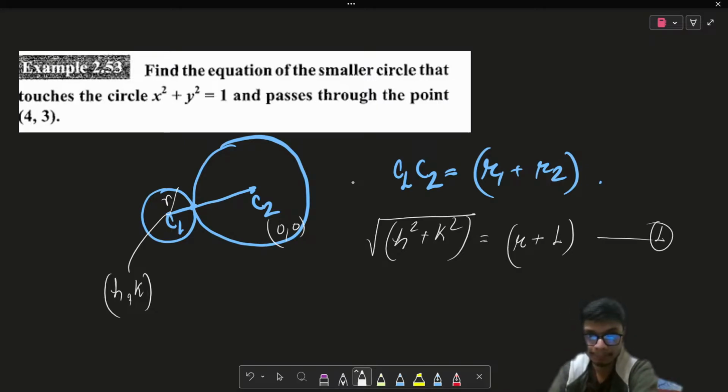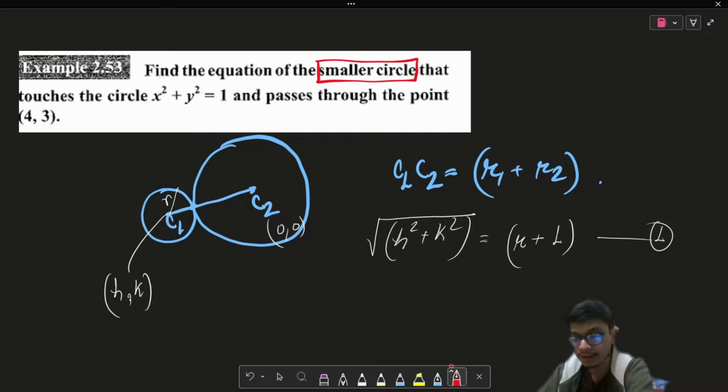Similarly, this other circle is also passing through the point (4, 3). Also please note that we have to find the equation of the smaller circle. For the smaller circle and the bigger circle, let us say the point of intersection is point B, and let us say this particular point is A. Also let us call this particular distance point P.